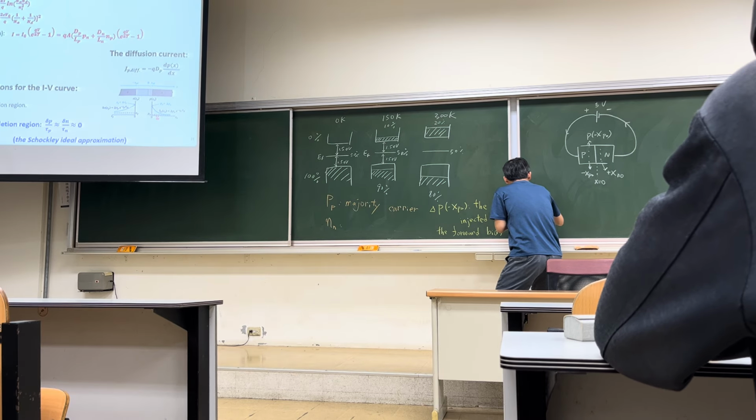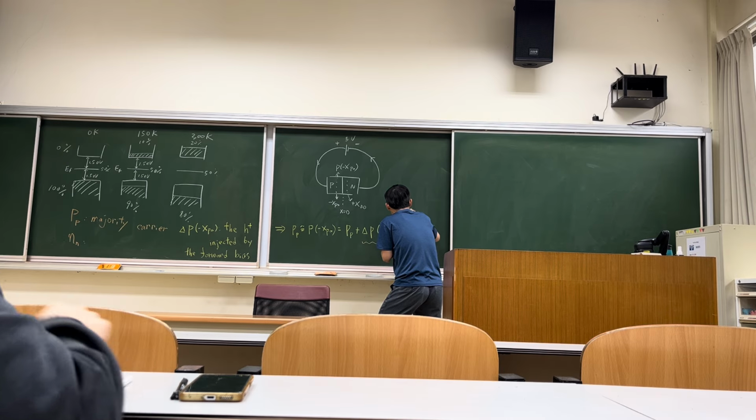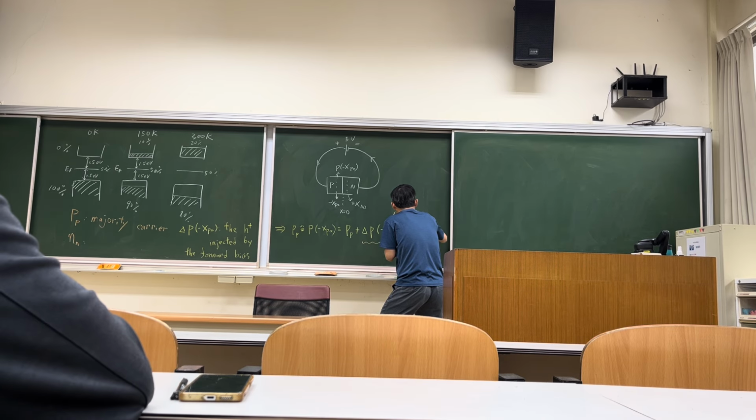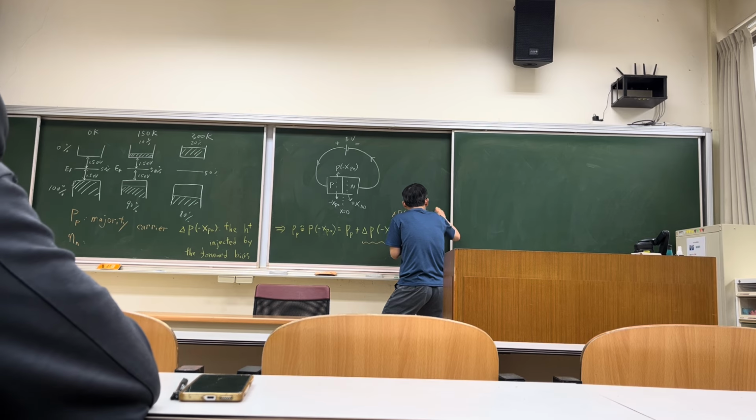This is what I want to say, okay? That means this guy, the change due to the forward bias, is very small, which means delta P at the boundary is much less than Pp. Right? That's the key of the third assumption.